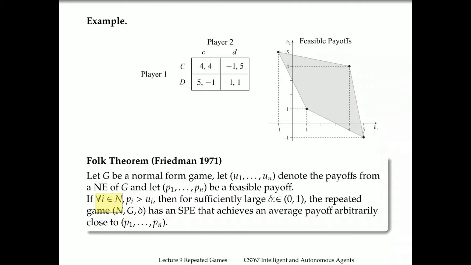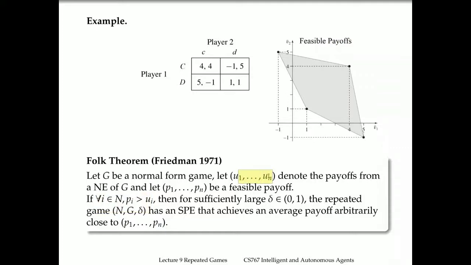Then for sufficiently large delta, of course still less than 1, the repeated game has an SPE that achieves an average payoff arbitrarily close to this feasible payoff. Right? So essentially, the Folk theorem says that if we make the discount factor flexible, so suppose the discount factor is relatively large, as large as we can get, then essentially any feasible payoff will be the outcome of some SPE as long as it satisfies this condition. This condition says that this payoff vector will be bigger than the Nash equilibrium payoff.